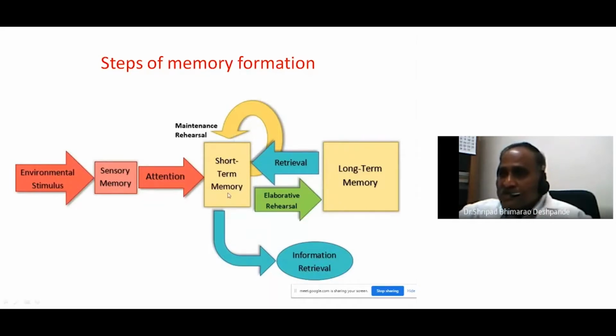After several rehearsals, it will enter into long-term memory. It is stored in the hippocampus there. Now the hippocampus tries to retrieve it, and these cycles go on. So the first cycle is here, the rehearsal cycle in the short-term memory itself.